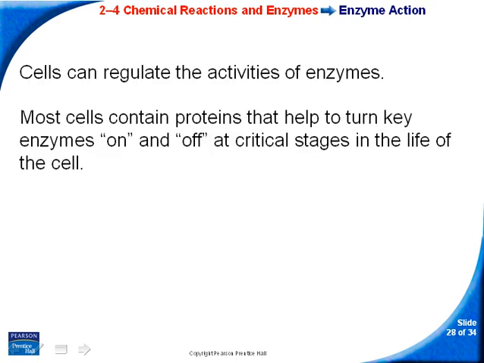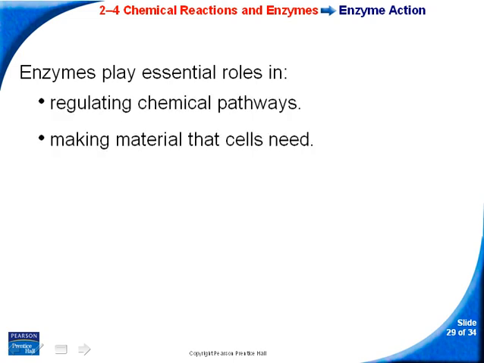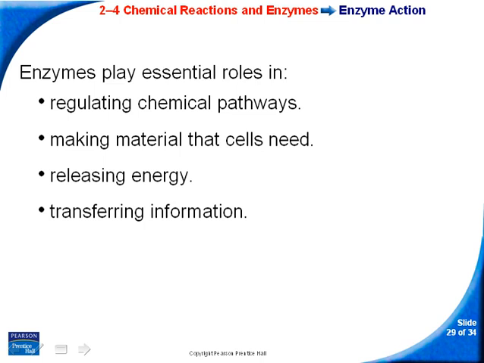Cells can regulate the activity of enzymes. They often have a key that turns the enzyme on and off at critical stages in the cell. Enzymes play roles in chemical pathways, making materials that the cells need, which we've seen already, releasing energy, which we just saw, and also transferring information, which we'll see more of when we get to RNA and DNA and more about the cells.